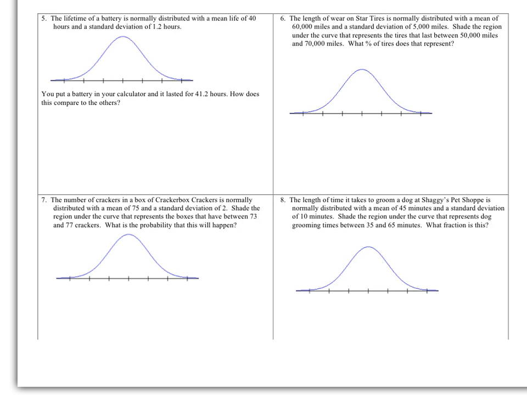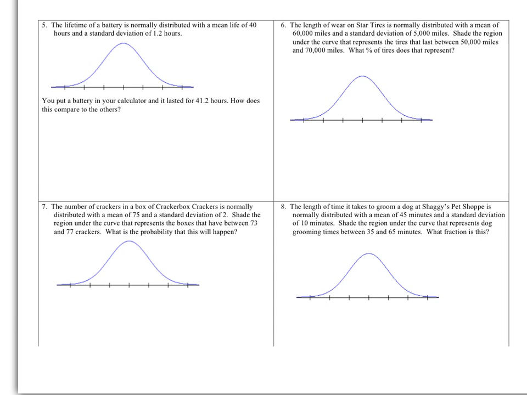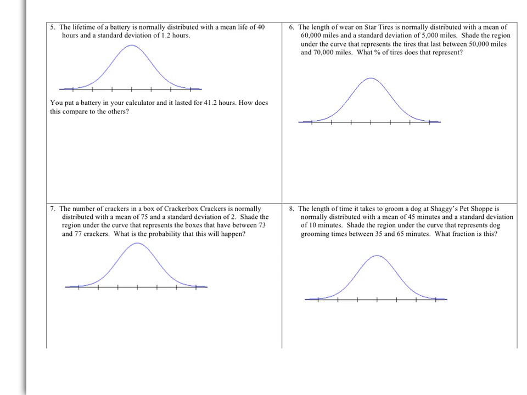So, a lifetime of battery is normally distributed with a mean of 40 hours and standard deviation of 1.2 hours. You put a battery in your calculator, it lasted for 41.2 hours. How does this compare to others? So, the mean, again, is going to go right in the middle. I've run out of room here, so I'm just going to write one of them. So, that's 40, and then 41.2 is going to be 1 standard deviation above the mean. Because it's above the mean, you have a battery that performs better than others.